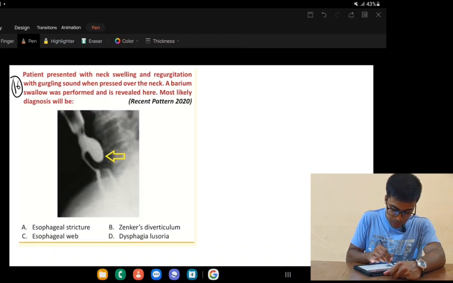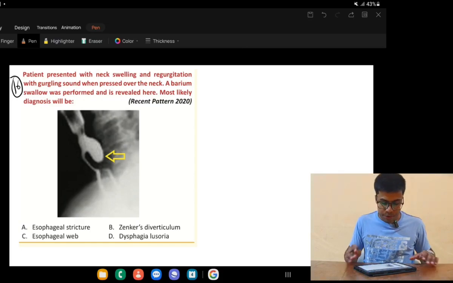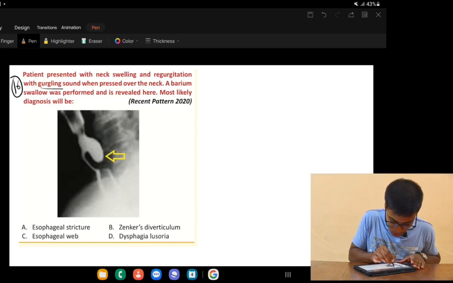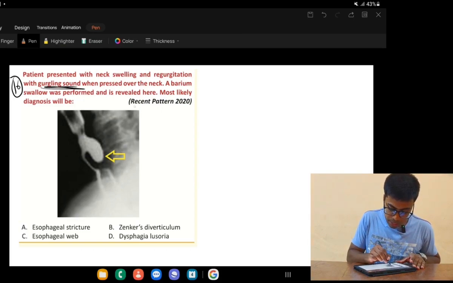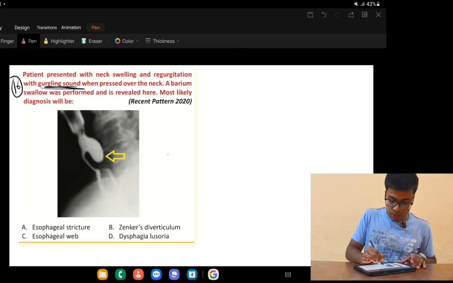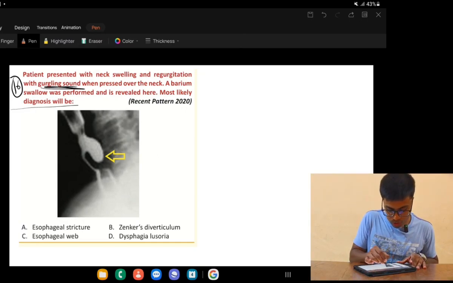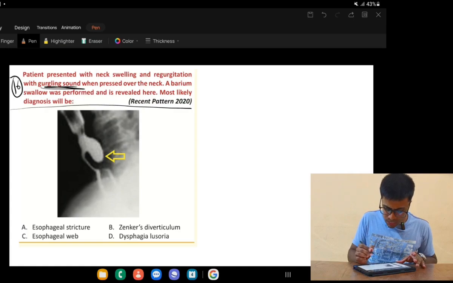Next question. A patient presents with neck swelling and regurgitation with a gurgling sound. When pressed over the neck, there is a gurgling sound. A barium swallow was performed and is revealed here. What is the most likely diagnosis? Probably sometimes this image will not be given and this question will come directly. So the direct answer will be Zenker diverticulum.